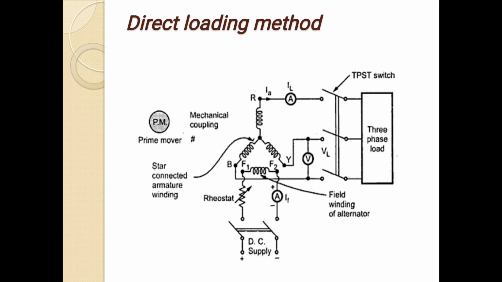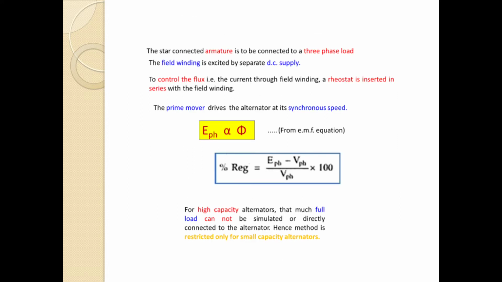Direct loading method. The direct loading method circuit diagram is shown in the figure. The star connected armature winding is coupled to the three-phase load, and the prime mover is connected. The field winding is excited by a separate DC supply. To control the flux, that is the current through the field winding, a rheostat is inserted in series with the field winding. The prime mover drives the alternator at its synchronous speed.